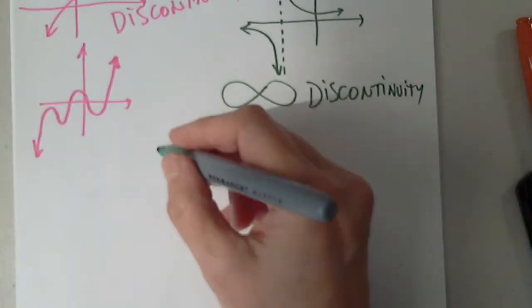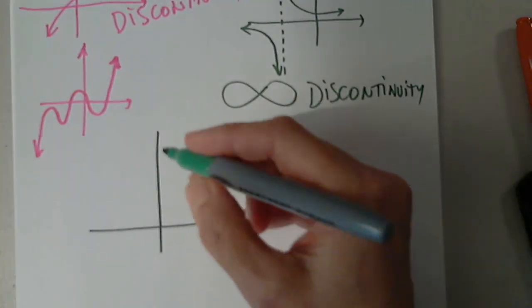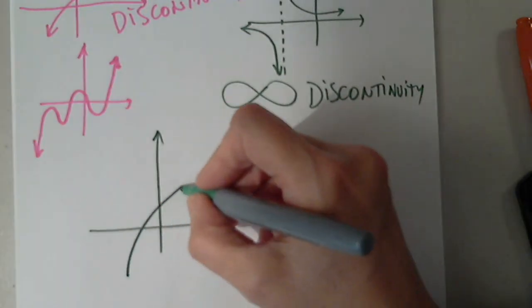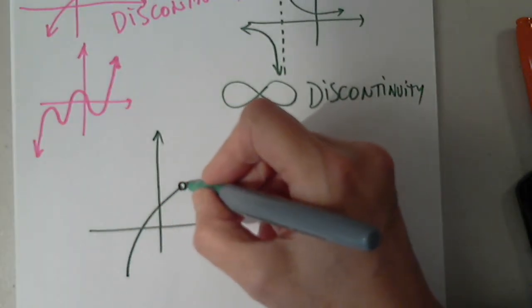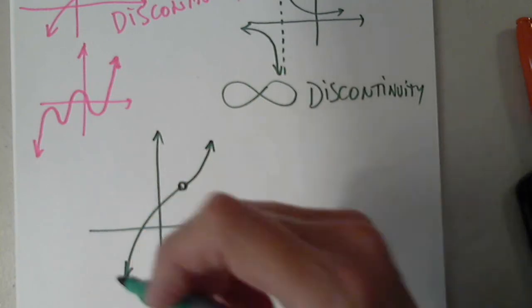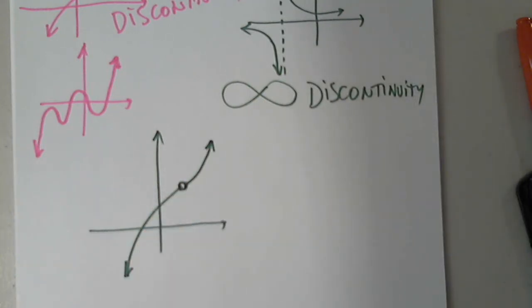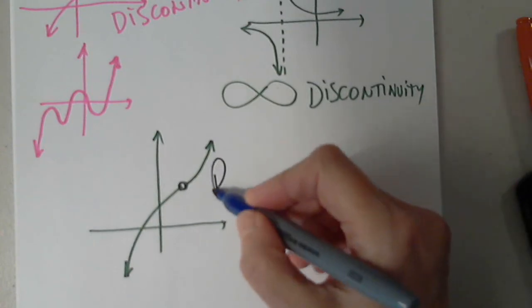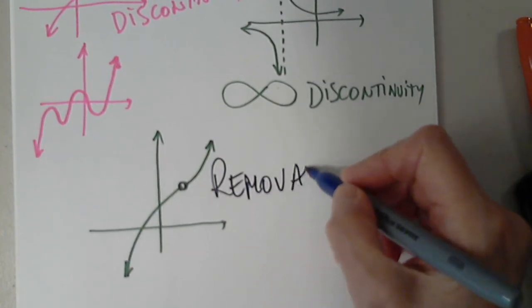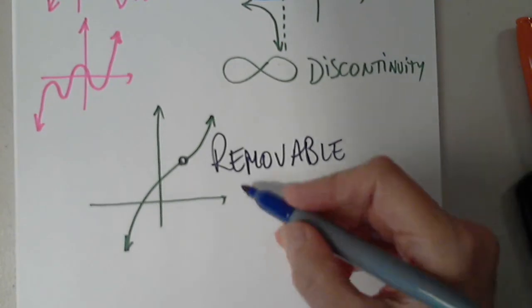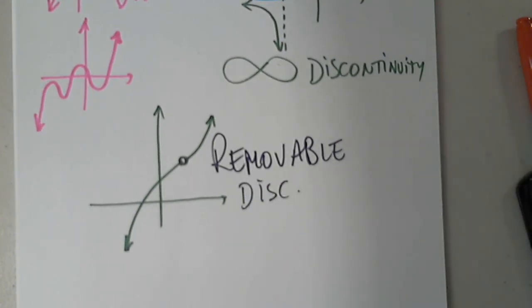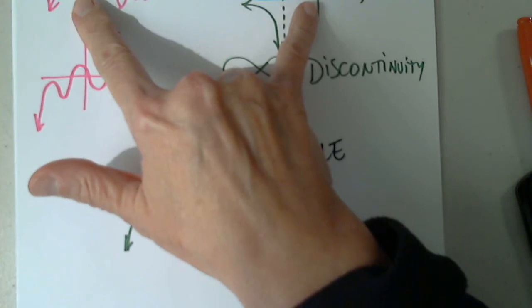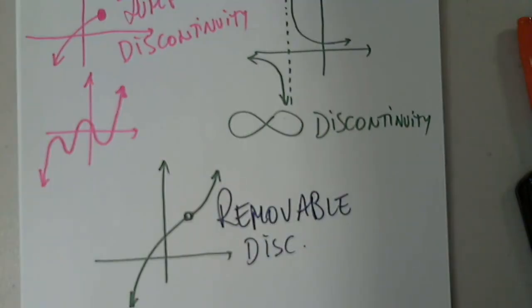And here's another one. And this one is called removable. Removable discontinuity. So jump discontinuity, infinite discontinuity, removable discontinuity. These two, the first two, cannot be removed. They will always be like that.